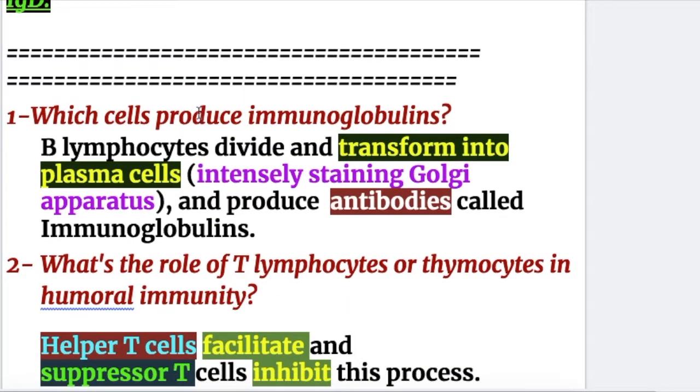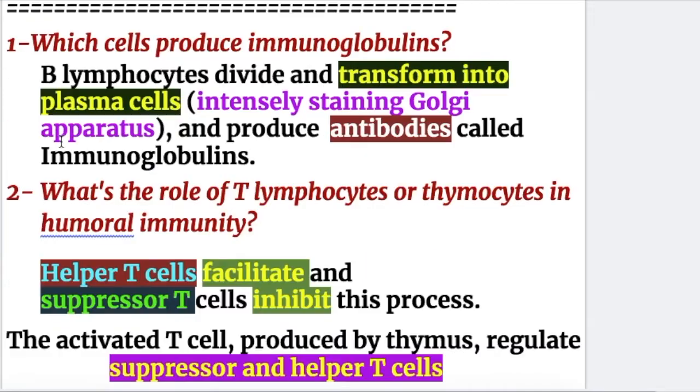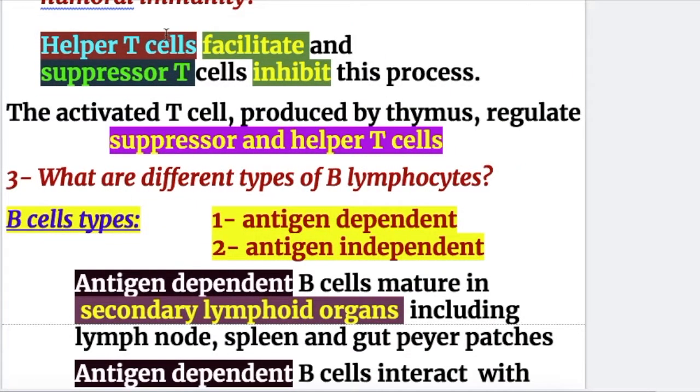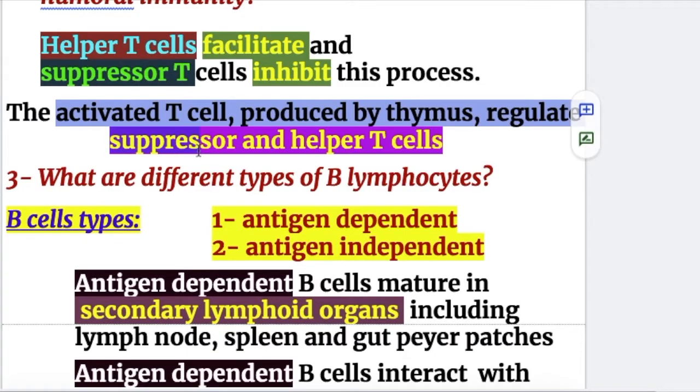Number 1. Which cell produces immunoglobulins? B lymphocytes divide and transform into plasma cells, and the plasma cell has intensely staining Golgi apparatus and produces antibody called immunoglobulin. Number 2. What's the role of T lymphocytes or thymocytes in humoral immunity? The helper T cells facilitate it, and suppressor T cells inhibit humoral immunity, and activated T cells produced by thymus regulate these suppressor and helper T cells.